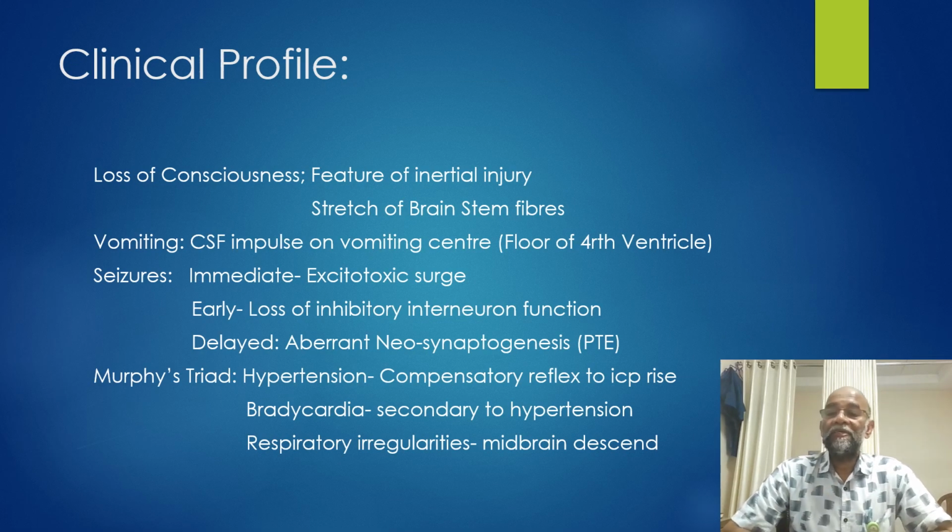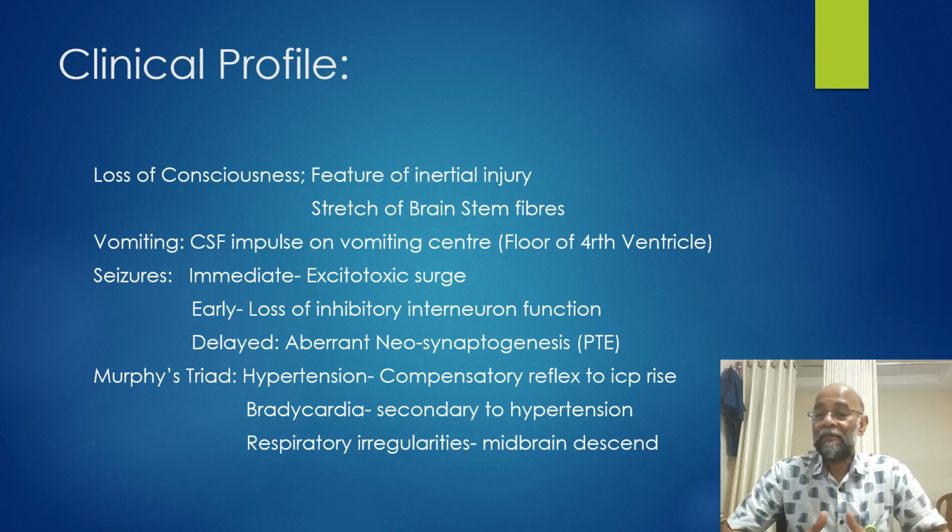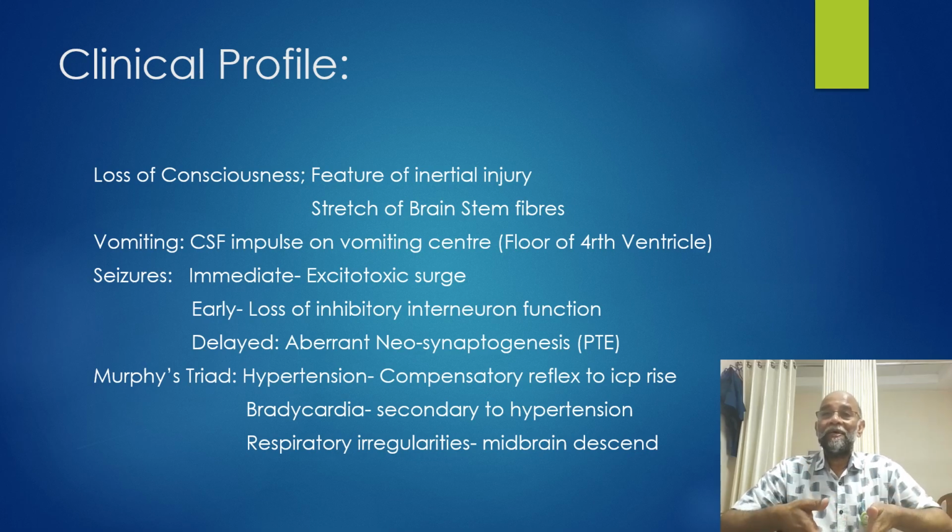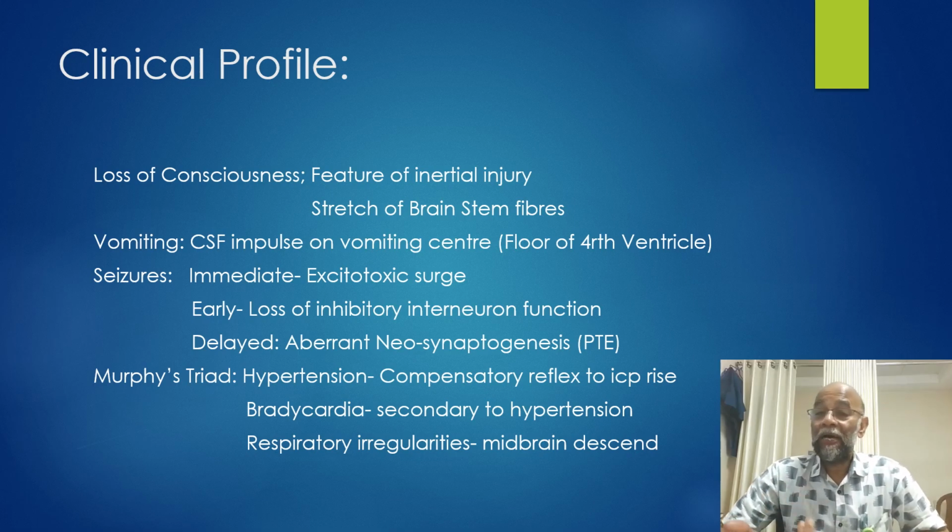What are the clinical features of a head injury? You have loss of consciousness. Why do patients lose consciousness after head injury? You can operate on the cerebral cortex in an awake patient and the patient remains awake. But a head injury results in loss of consciousness very often. Why does it happen? It is because of the inertial injury component. And which part is involved? The brainstem. The brainstem helps keep you awake. So stretch of brainstem fibers results in a failure of contraction transiently, which can result in a loss of consciousness, even in a minor head injury.